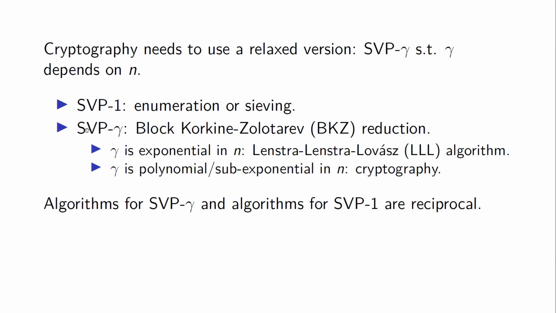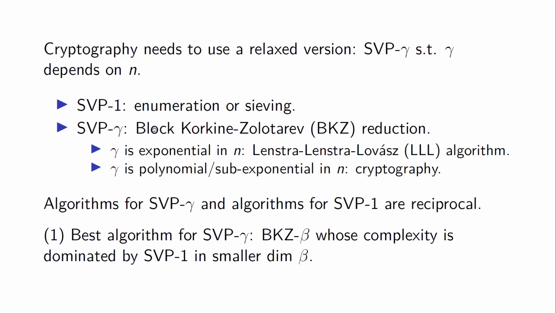Okay. In order to solve this SVP gamma, it turns out we're going to use an SVP1 algorithm. The algorithms for them are actually reciprocal, because the SVP1 algorithm will turn out to use SVP gamma for some preprocessing. But for the moment, it's sufficient to consider that in order to solve SVP gamma, which is our crypto-related problem, we can solve SVP1 in a smaller dimension than the given n. So here is the context.